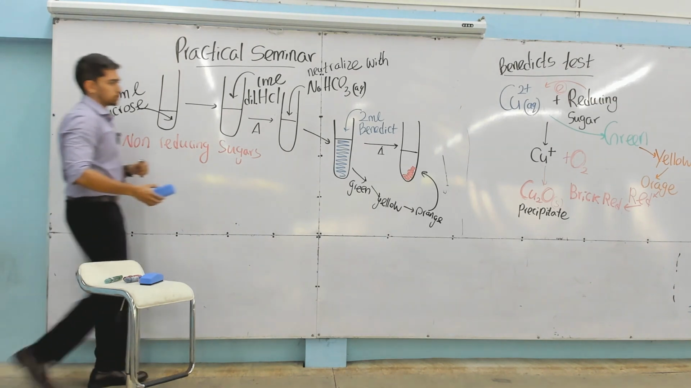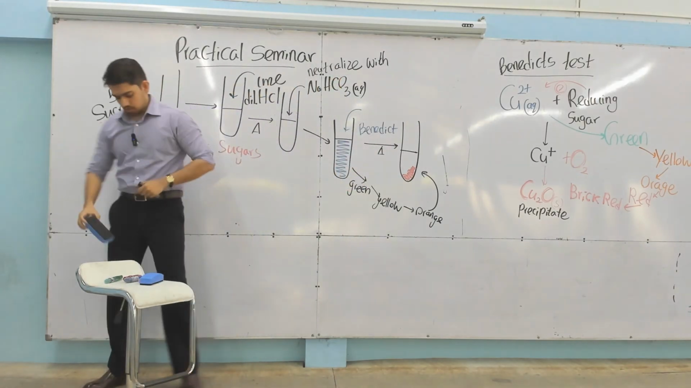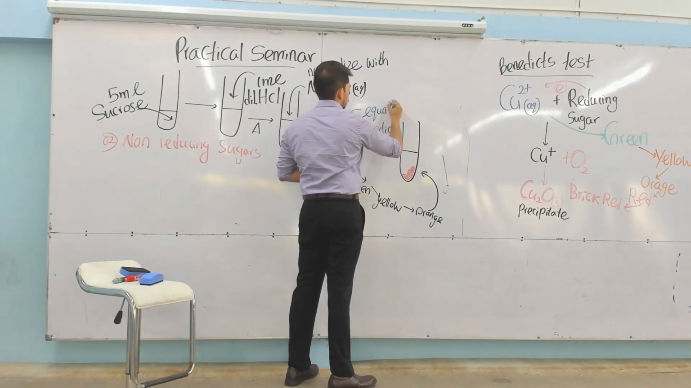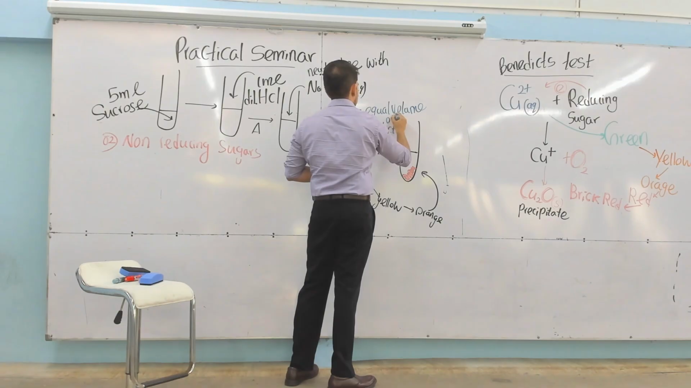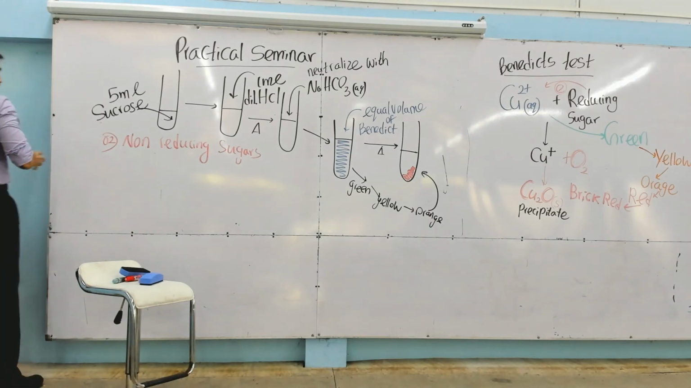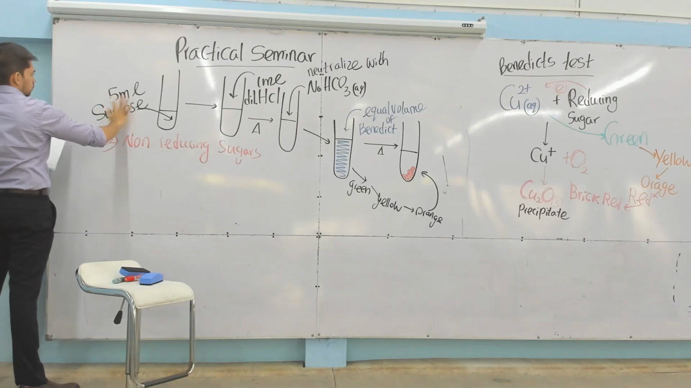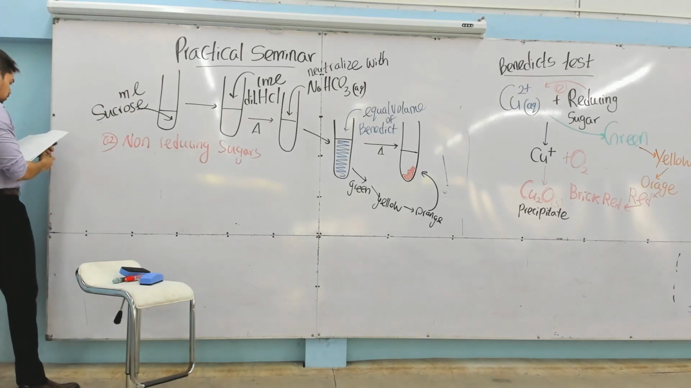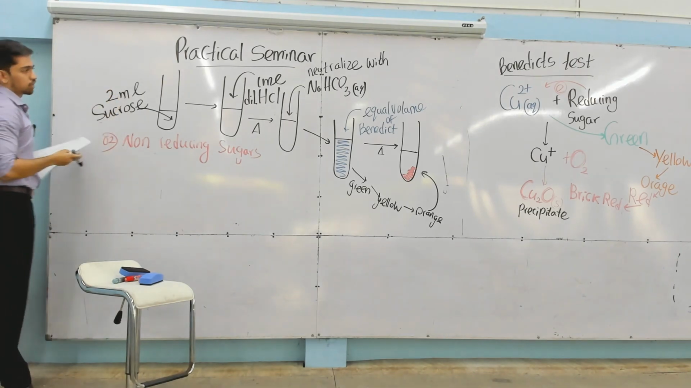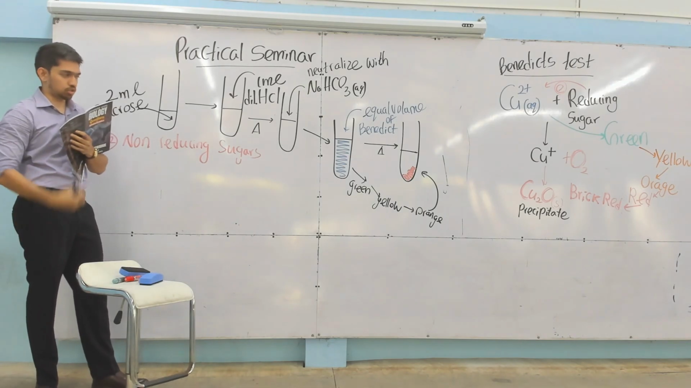Here we don't actually say 2 milliliters because we have added other things to the solution, the acid and the sodium bicarbonate. So we usually say equal volume. Whatever you have here, you add an equal volume of Benedict's. So write down there on page number 13, practical experiment number 2, non-reducing sugar. This is the procedure. You take a 2 milliliter solution of sucrose, add 1 milliliter of dilute HCl, you heat, then you neutralize it with aqueous sodium bicarbonate, then you add an equal volume of Benedict's, then you heat, and you can see the series of color changes. Got it?